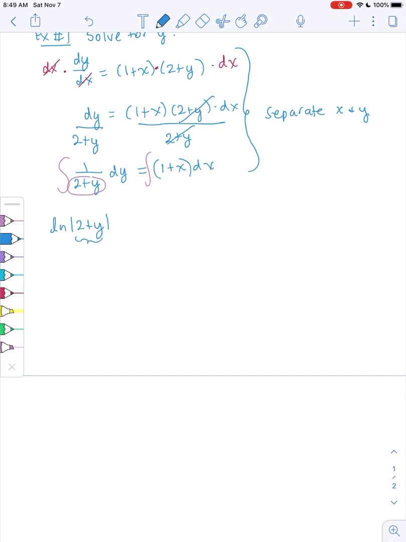And I want to double check this. The reason why I say it's linear is because when I take the derivative of 2 plus y, let's say I'm checking my work and I'm trying to see, well, does this really get me back to the original?